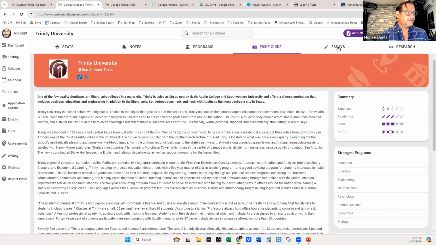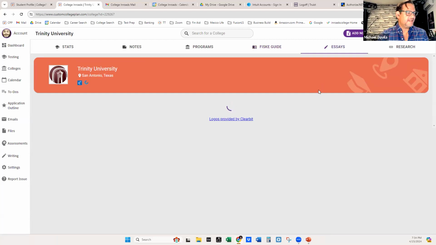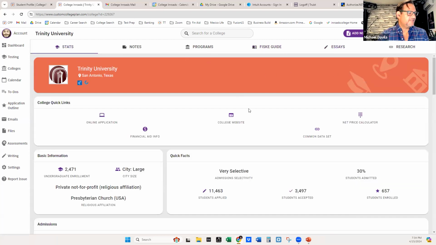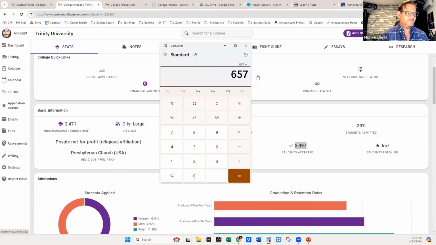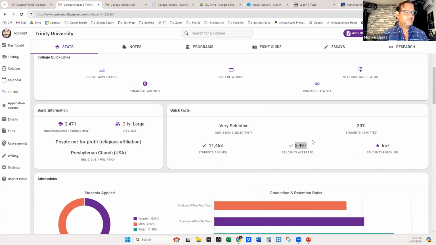If you're really a glutton for punishment and you want to look ahead at the essays that were asked last year by Trinity, you could hit this essay tab. I'm going to go ahead and just go back to stats here. We can see pretty quickly, 30% of students who apply to Trinity gain acceptance. A lot of people are like, wow, Trinity is a tiny school. There's 2,200 students, and yet they only have a 30% acceptance rate. Yeah, that's right. 657 actually enrolled out of 3,497 that were admitted. So 657 divided by 3,497, their enrollment yield is 18.7%. So 1 out of 5 students actually attends after being accepted.